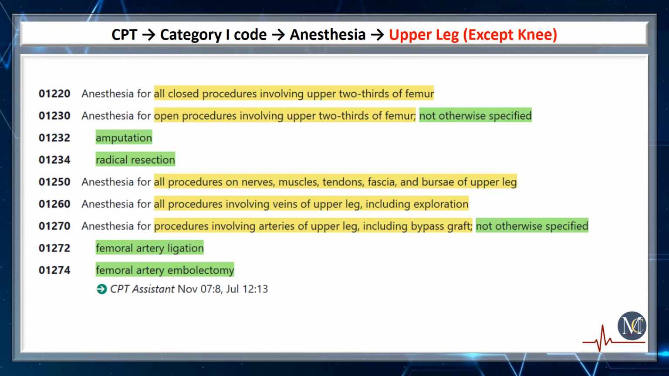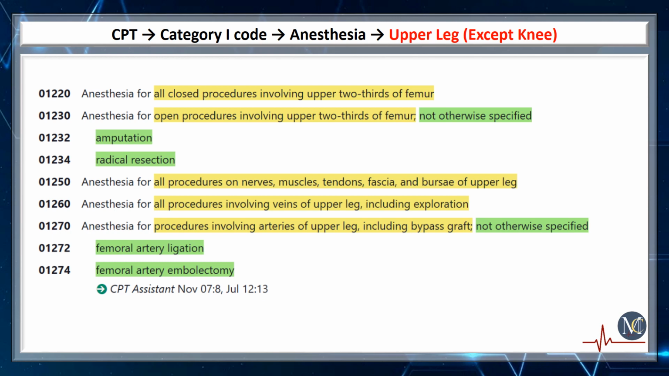Next code is 01230. Anesthesia for open procedure involving upper two-thirds of femur not otherwise specified. Next code is 01232. Amputation. The provider performs anesthesia service for a patient undergoing removal of the leg at upper two-thirds of the femur or the thigh bone, the long bone that extends from the pelvis to the knee.